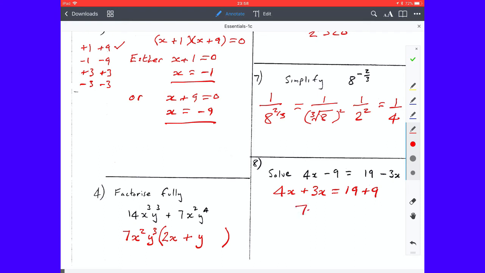4x plus 3x is 7x. And 19 plus 9 is 28. So x is equal to 28 divided by 7. x equals 4. And that concludes the exercise.